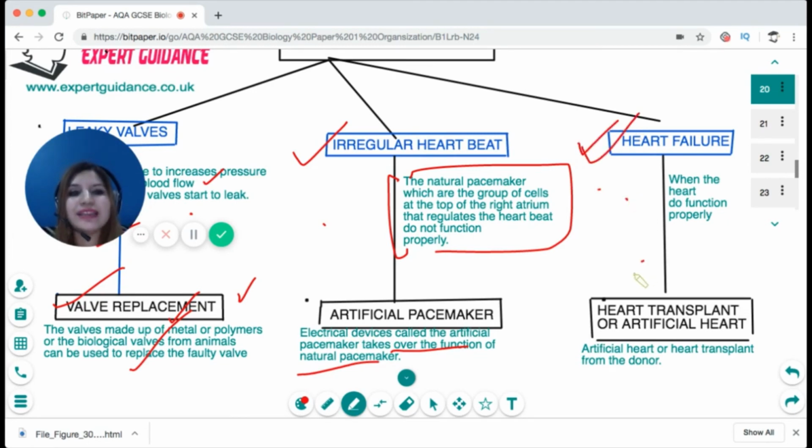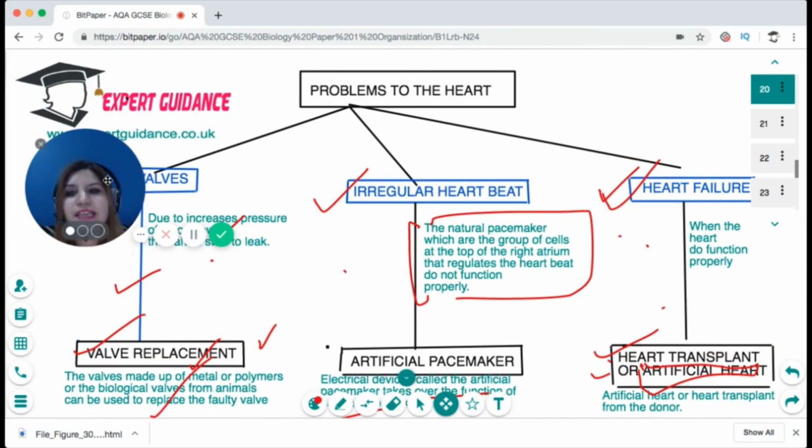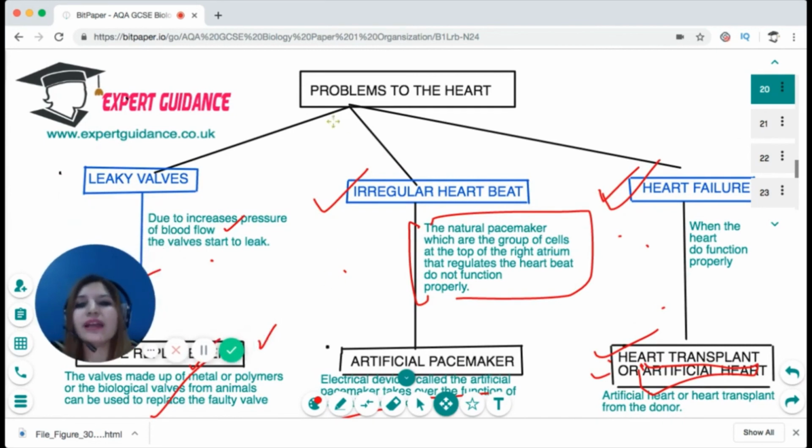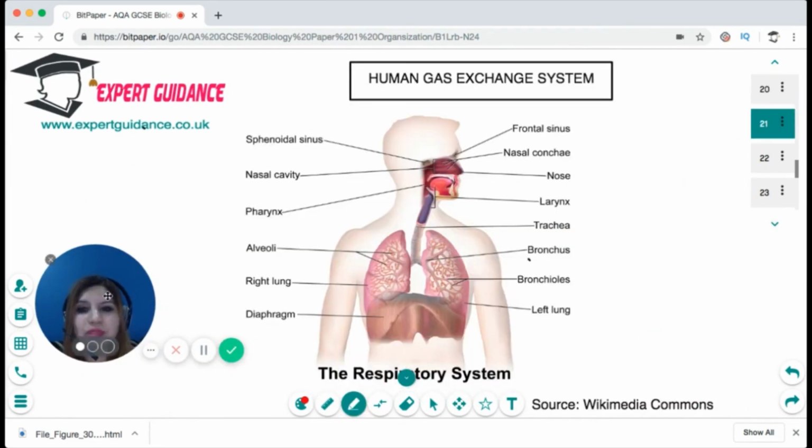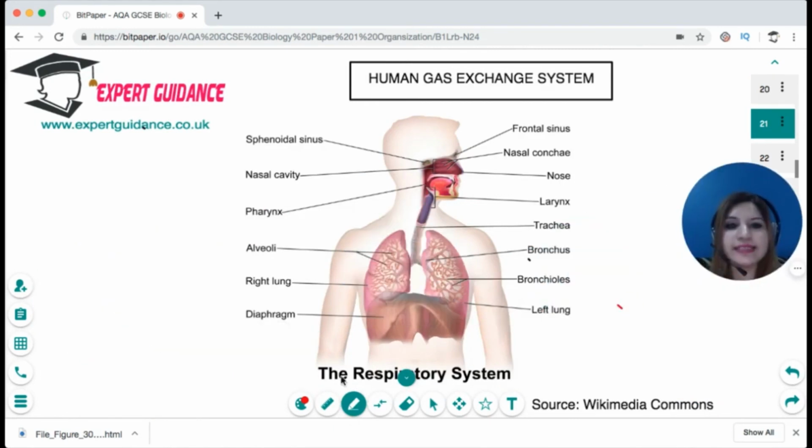Then, apart from all these problems, the person can have greater damage to the heart, or heart failure. In that case, we need a heart transplantation or an artificial heart, which is not that successful, but the research is going on, but a heart transplant can be done. So these are all the non-communicable diseases, or you can say the problems with the heart, and the proposed treatment for the same.